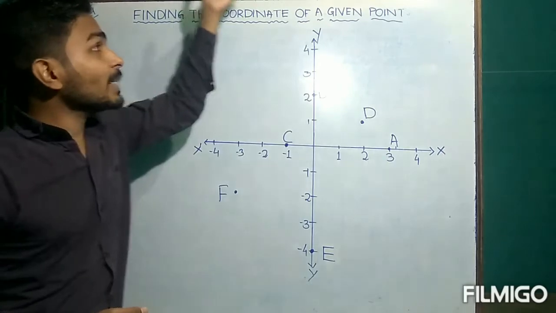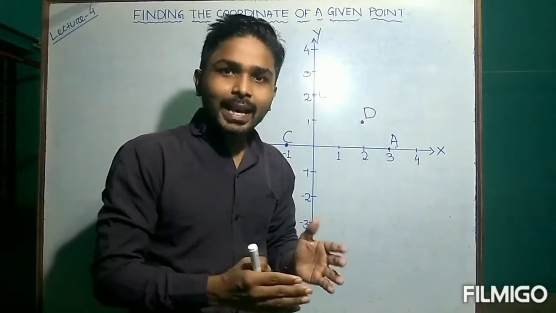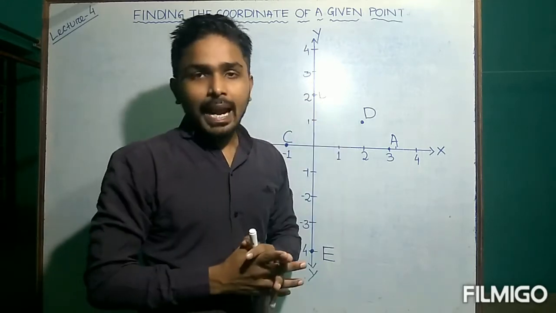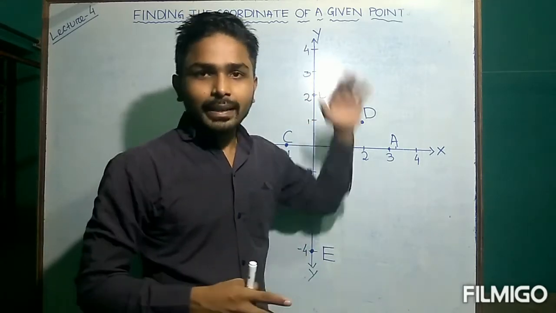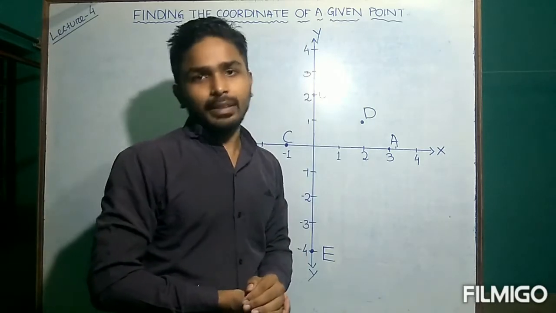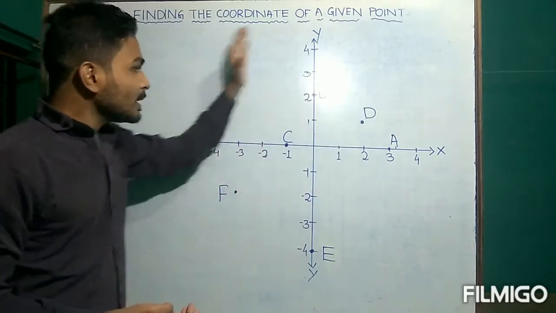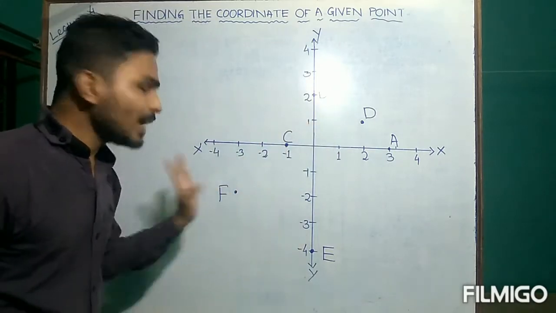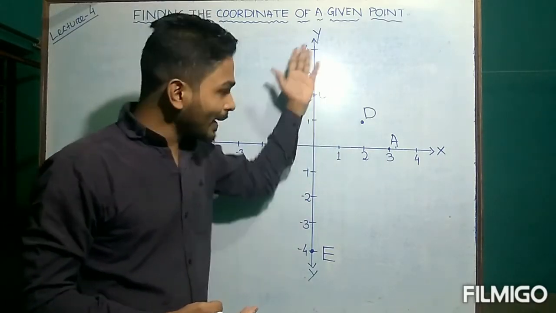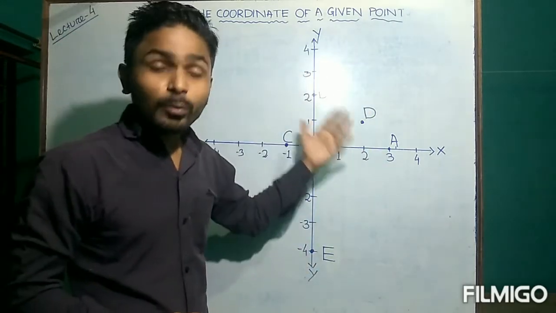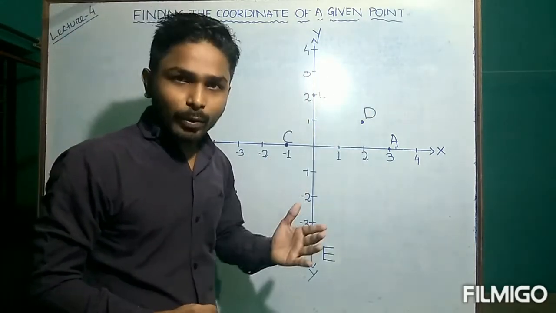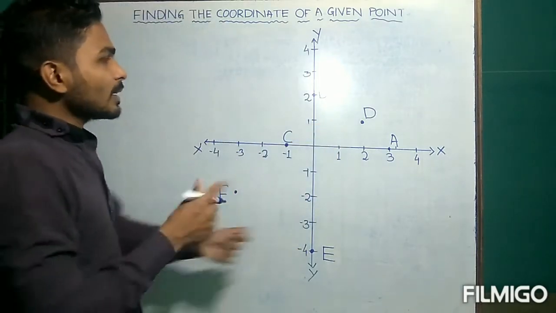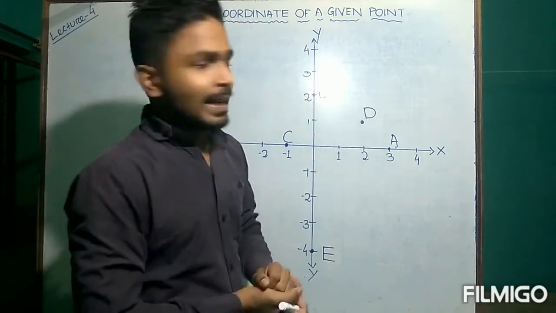The coordinate of a given point means we have to find the same x coordinate and y coordinate, but write them combined. That is the coordinate of a given point. So here we have some points A, B, C, D, E and F, and now we are going to find their coordinates. It means we have to find their x and y coordinates and write them as an ordered pair. Clear? So let's start with the point A.